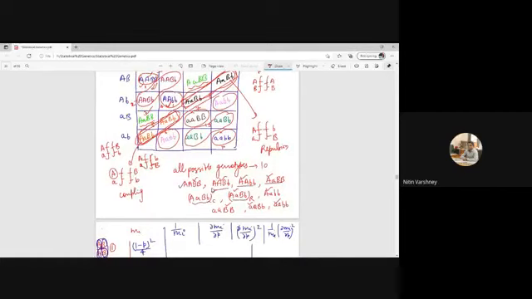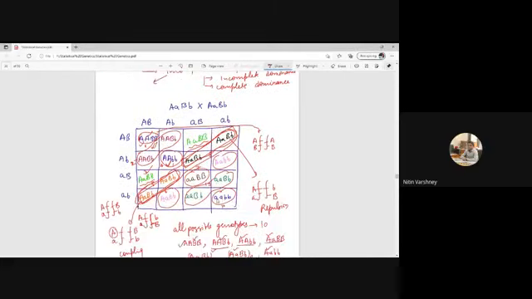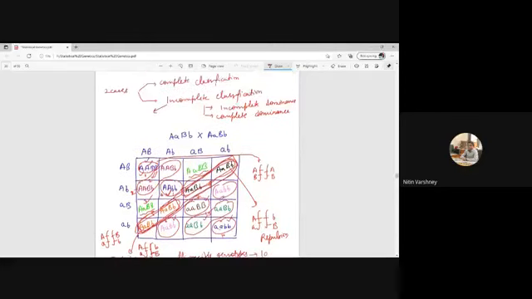But in case of incomplete classification, here we will not consider coupling and repulsion case. So see, one, this type will be here, 2 3 4 5, this will be the same. This will be 5 6 7 8 and 9. So there will be 9 types of genotypes in case of incomplete classification.